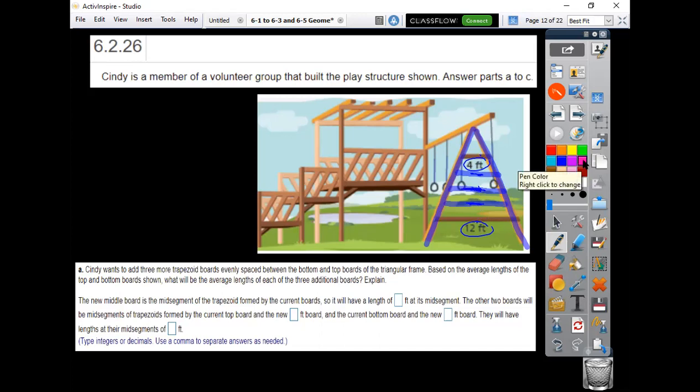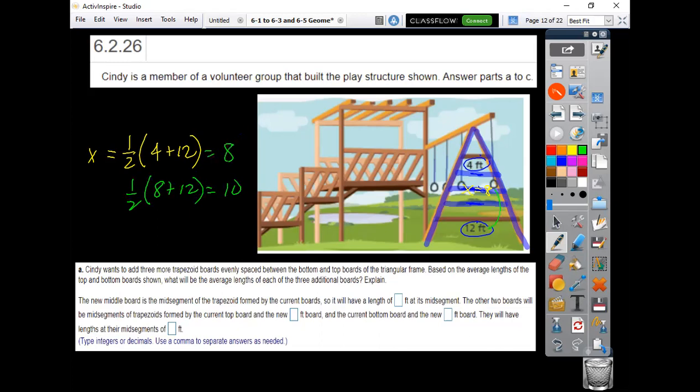So remember it was 1/2 of the 4 and the 12 added together is how we came up with, if I called this one X. So what's 1/2 of 4 and 12? 16 over 2, so that's 8. And then if you just continue that pattern, what's 1/2 between these two? 1/2 between the 8 plus the 12. So that's going to give you a 10, right?